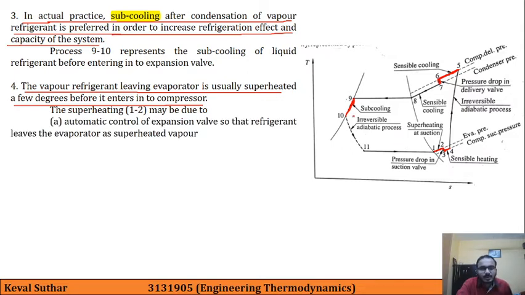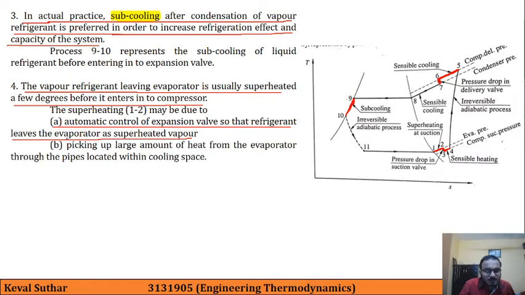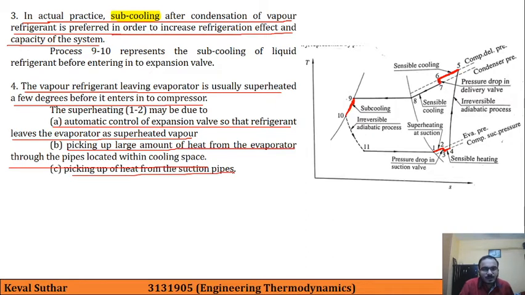And this superheating may be due to, first, automatic control of the expansion valve, so that the refrigerant leaves the evaporator as superheated vapor. Second, picking up a large amount of heat from the evaporator through the pipes located within the cooling space. Next is picking up heat from the suction pipe, and these are the three sources of heat because of which the refrigerant may be superheated at the suction.